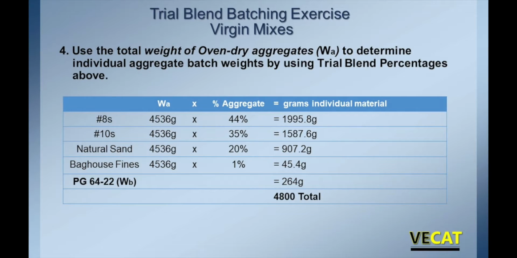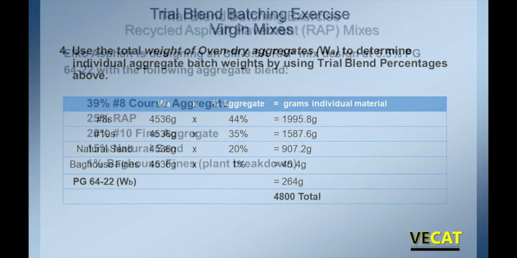So in this case, we have 44% 8s, 35% 10s, 20% natural sand, and 1% baghouse fines. When you multiply those out, you get individual grams of each individual aggregate. You always want to add those up just to double check, and they should add up to your total specimen weight of 4,800 grams, which they do here.